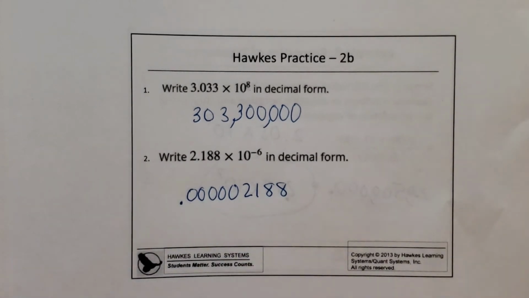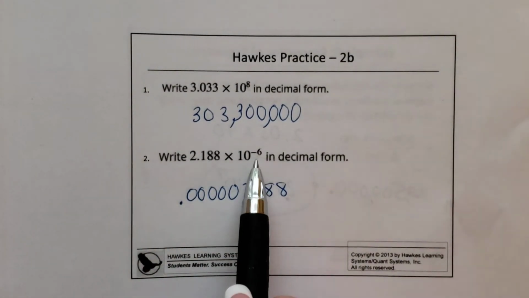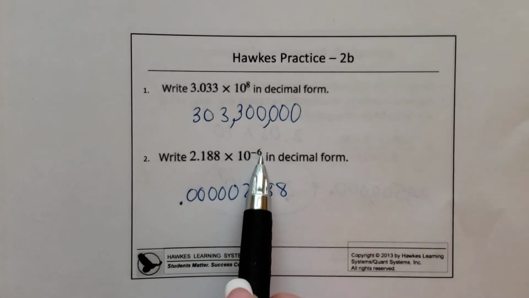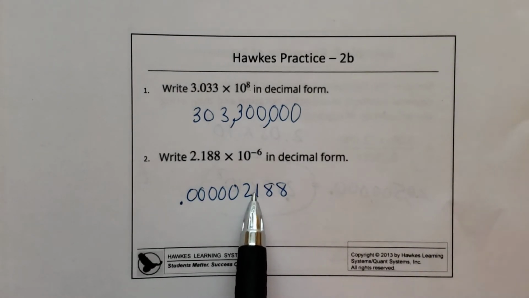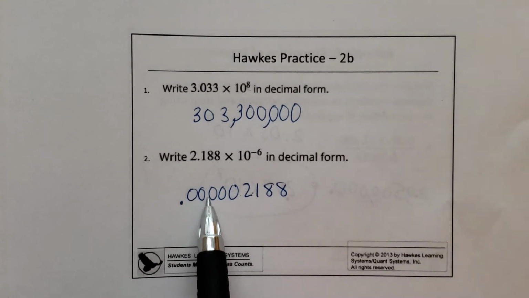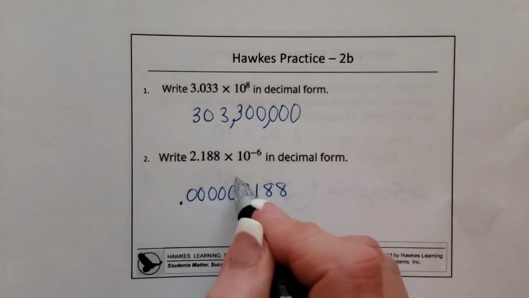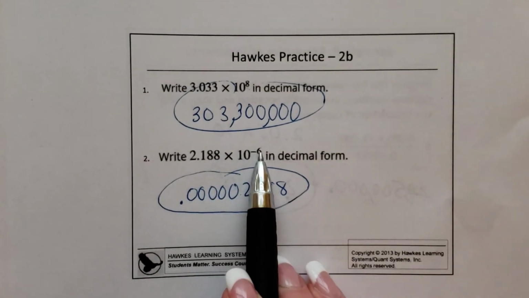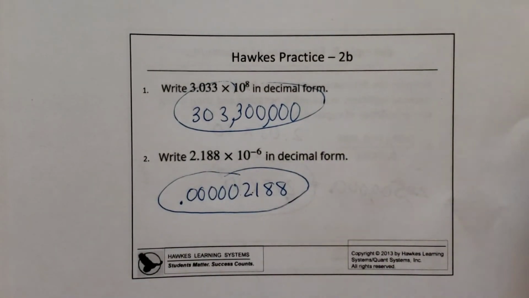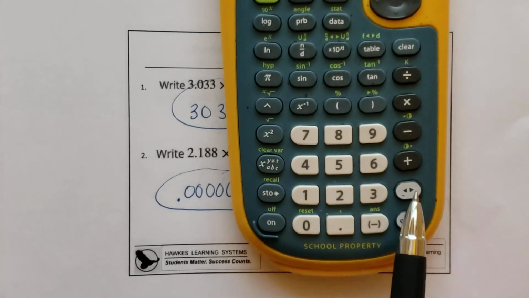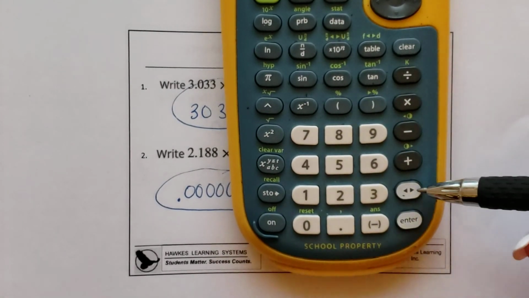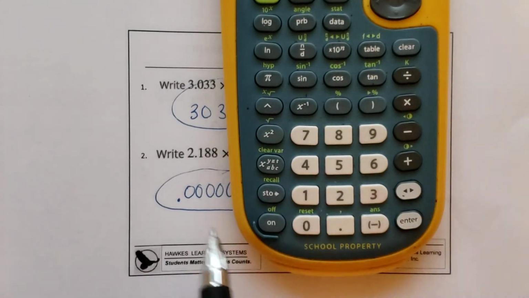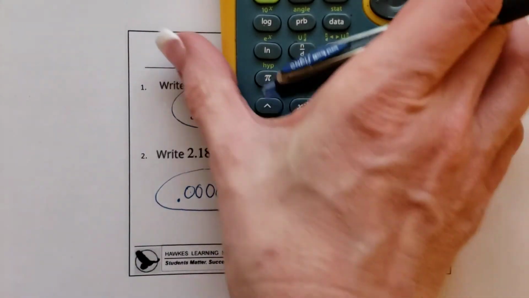Is that a tiny number? Yes, it is. All right, let me double check and make sure I've moved it 6 times. My decimal was there. I moved it 6 times: 1, 2, 3, 4, 5, 6. So that is the answer. Once again, if I type this in my calculator, hit enter, and then hit the double arrow button right there, it would give me on my screen this number right here.